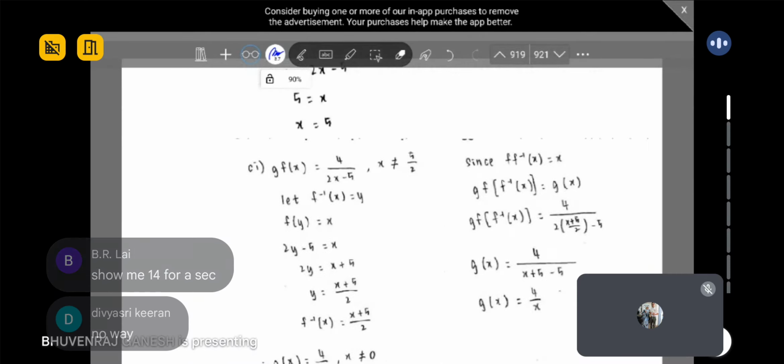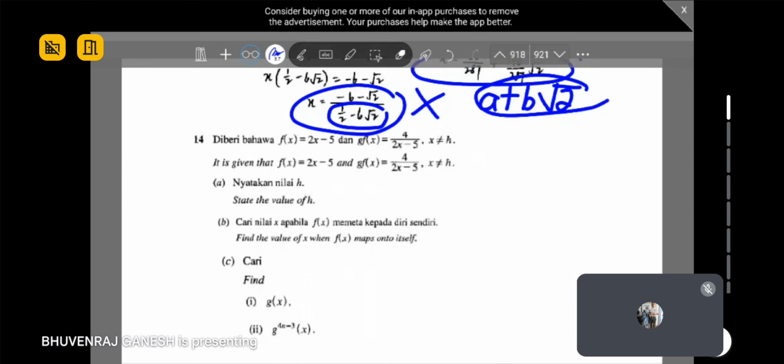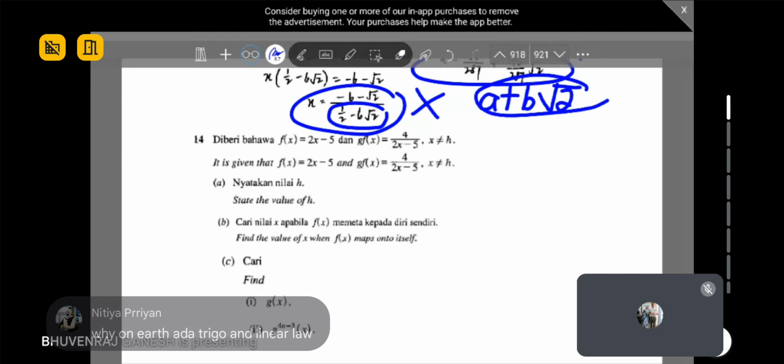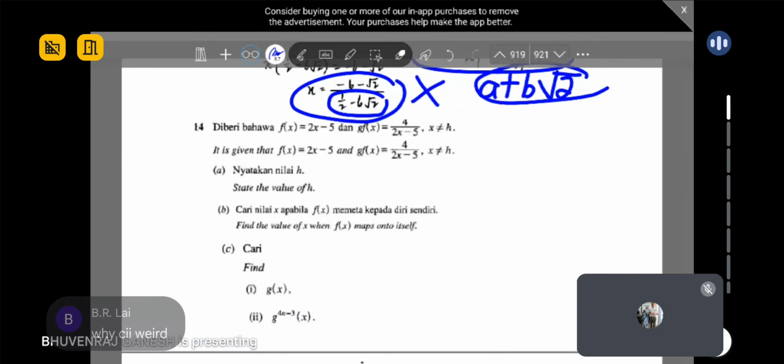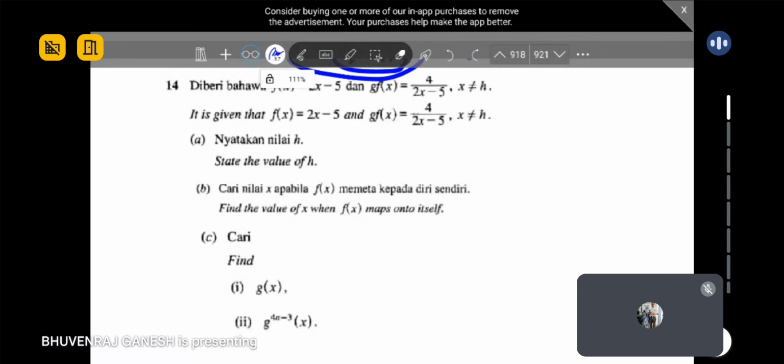14 lah. 14 very short. This is 14. Okay? I also don't know. That's why they say very weird. The last question. C2 is actually simple, guys. C2, if you attended the intensive class from Form 4 chapter 1, I taught you all.